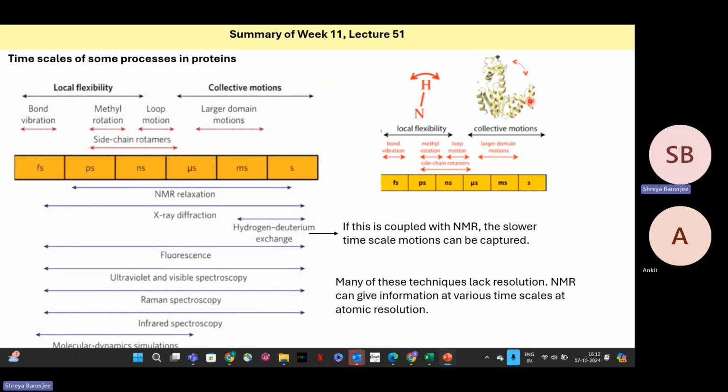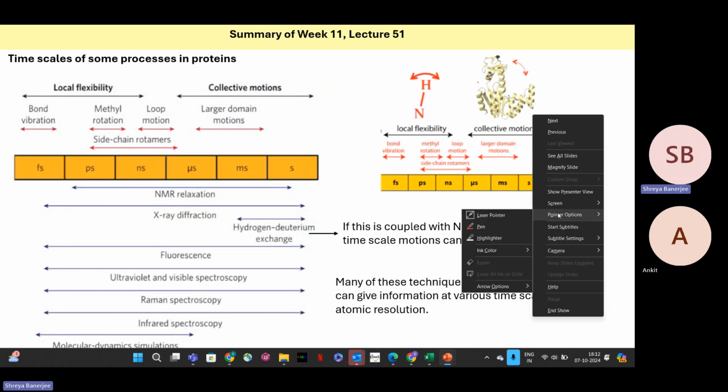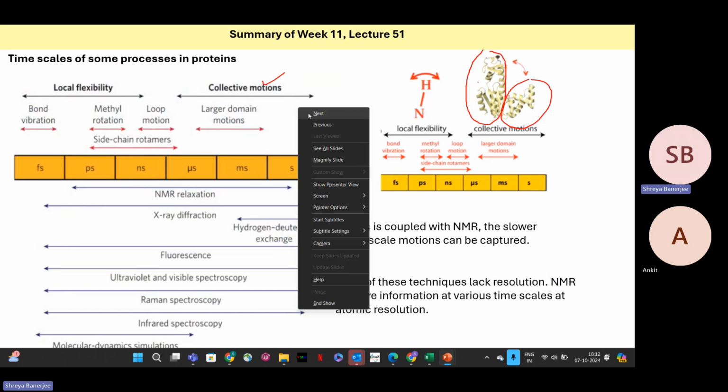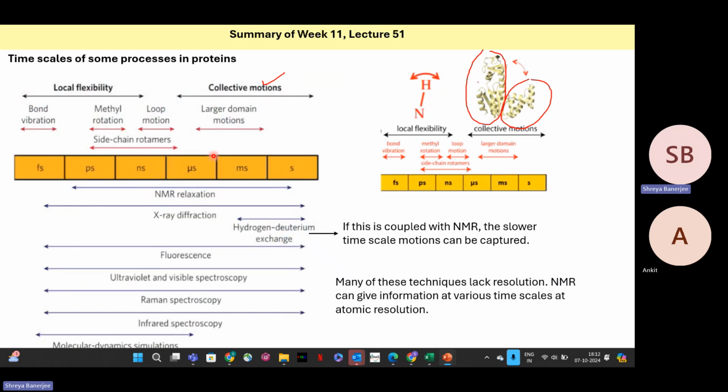You can see this is a protein shown here consisting of two domains. You have one domain here and one domain here. Suppose these two are coming closer or moving away from each other. The domain as a whole is moving, and that is called the collective motion. And these have longer time scales, from microsecond and millisecond to second.